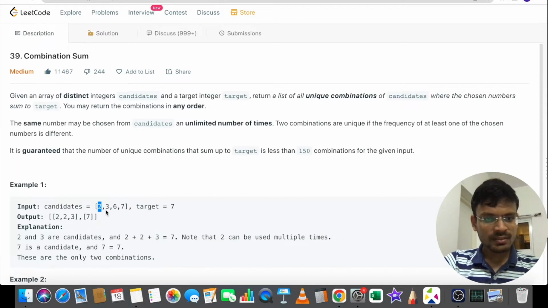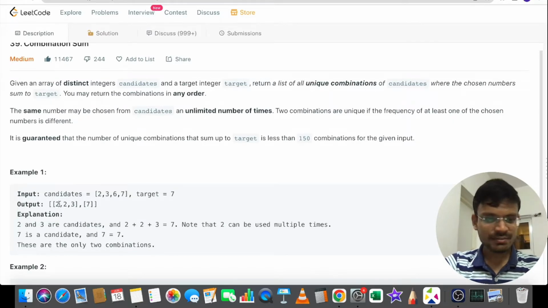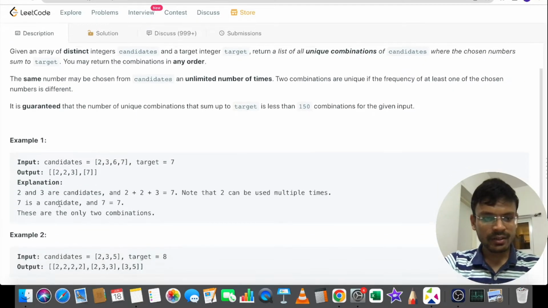So in this vector, to make the target as 7, we can consider element 2 any number of times which we want. Similarly with the case of 3, we can use 3 any number of times. So if we suppose use 2 two times and 3 just a single time, the subset would be 2 2 3, which would sum up to 7. Similarly, if we just consider 7, here as well the target is 7. So these are the two possible answers which we need to return.